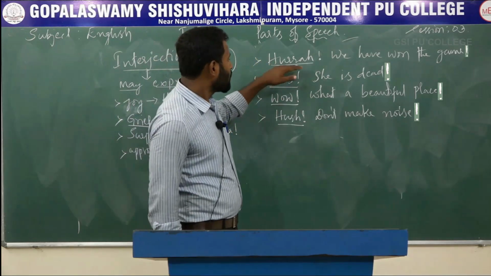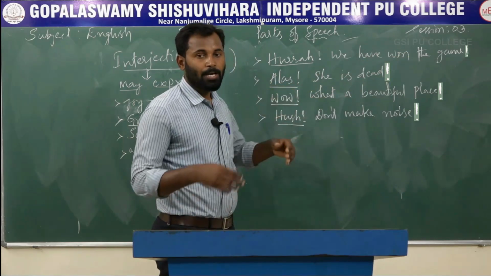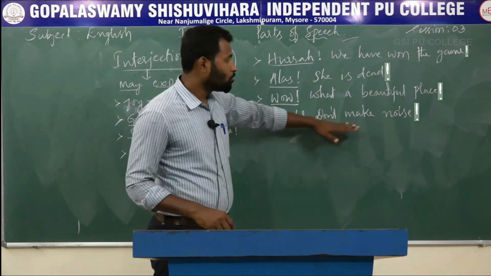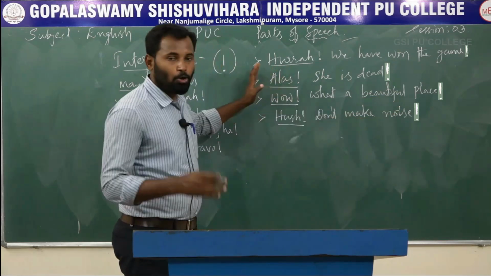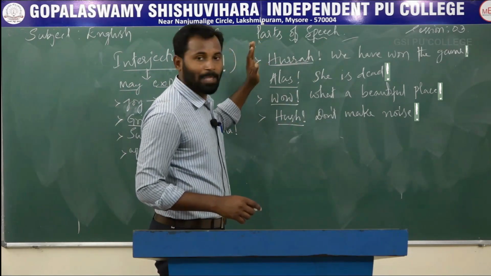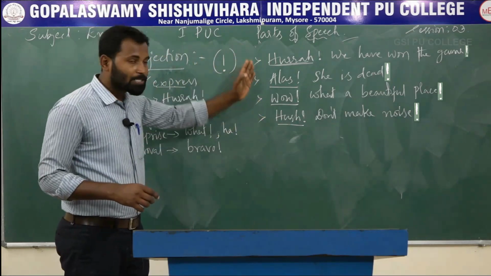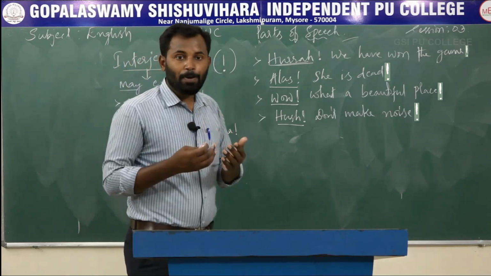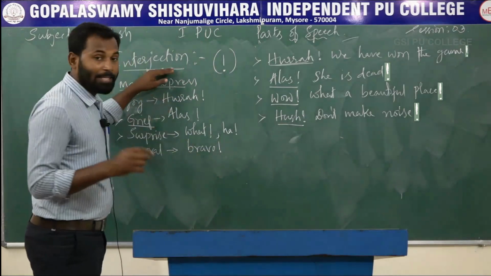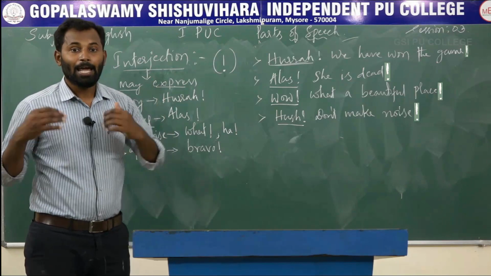The first example, hooray, we have won the game. And next, alas, she is dead. Wow, what a beautiful place. Next, shh, don't make noise. Here you have four examples, four interjections: hooray, alas, wow and shh. And these words are used to express some sudden feelings and emotion. Now you can understand an interjection is a word used to express some sudden feelings and emotion.